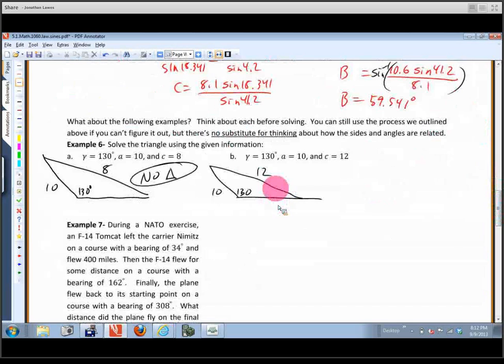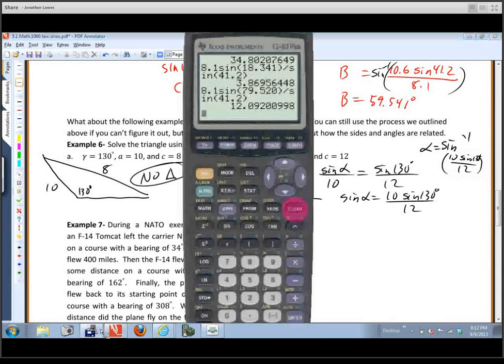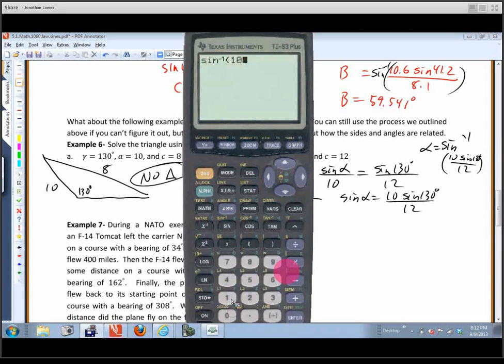So this is gamma here, C here. This is A, so this is going to be alpha, and this would be beta, and this would be side B. So let's go ahead and set this up, and let's figure out what alpha is. So that's going to be sine of alpha over 10, equal to the sine of 130 over 12, and sine of alpha would equal 10 sine 130 over 12, and then take the sine inverse. So alpha is going to be the sine inverse of 10 sine 130 over 12. We'll type that in the calculator. Sine inverse, 10 sine 130 divided by 12. And we get 39.67. Okay, and that would be angle alpha.